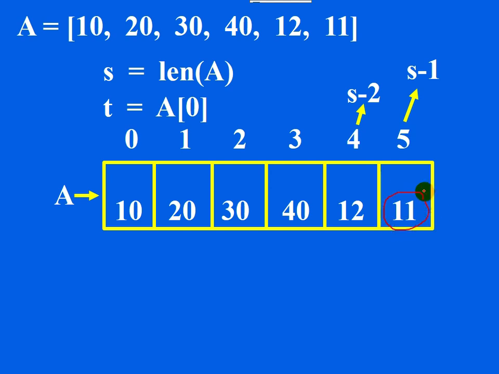What is this position? The index is s minus 1. So how do you get this one? A of s minus 1. So t, that is 10, should be assigned to A of s minus 1. So finally you will get 10 here. Remember, this is the last statement. Okay. So whichever statements I get first, it is written at the correct position.